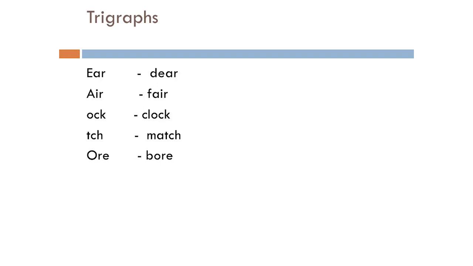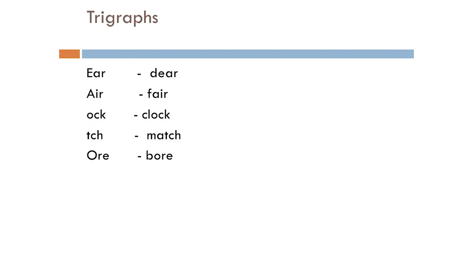Here, for example, E A R, ear. E is an individual letter, A is an individual letter and R is an individual letter. All the three individual letters combine together and give ear. And T, C, H, that is ch. And we'll have some more: E, A, R, ear, dear, fear, near, here. All the three letters, a trigraph, combine together and produce only one sound. A, I, R, fair, tear, like that. O, C, K, clock, block, like that. Match, T, C, H, match, fetch, catch.